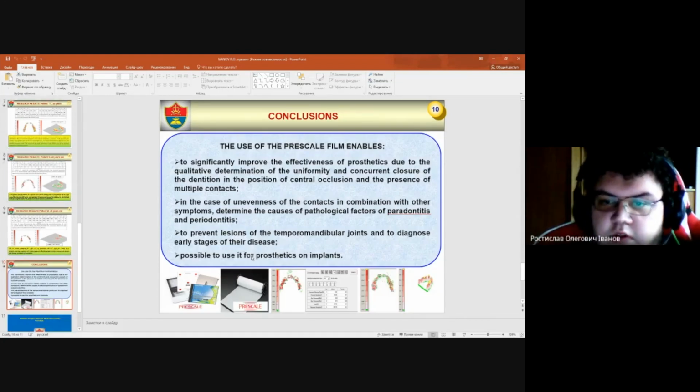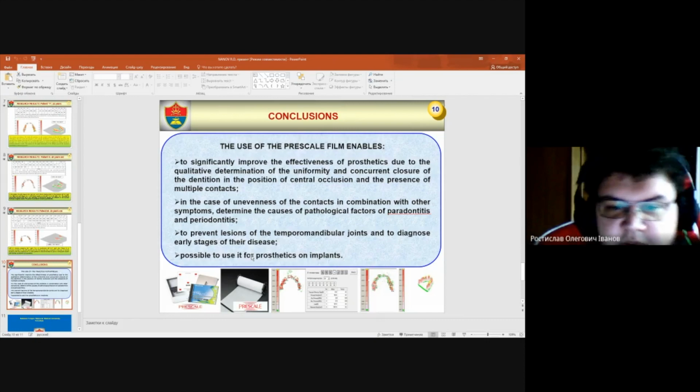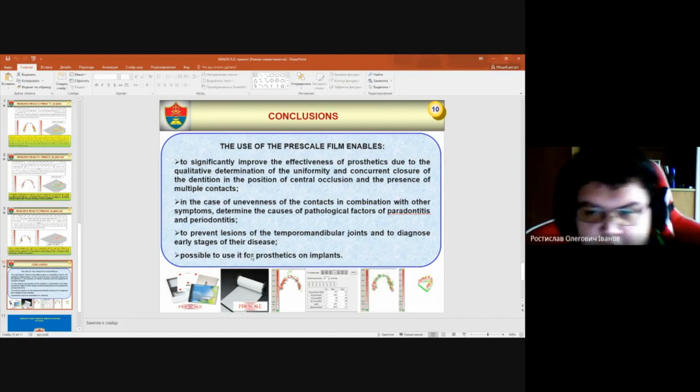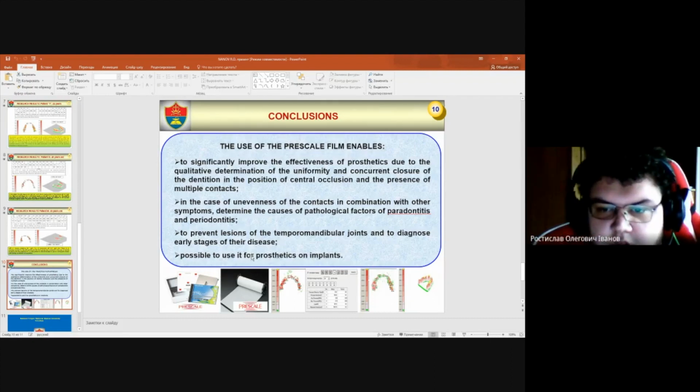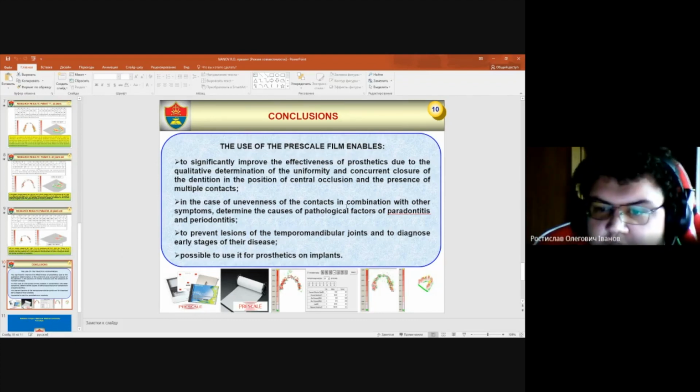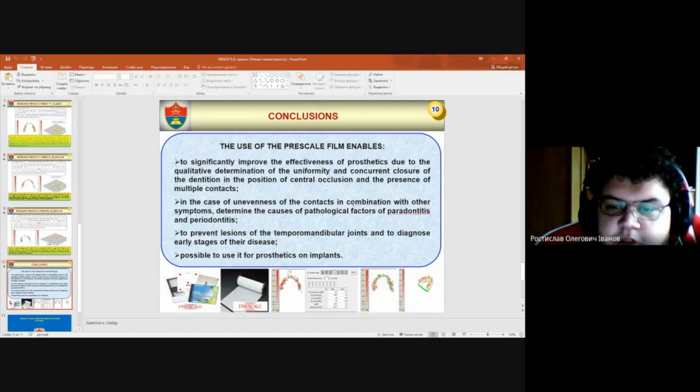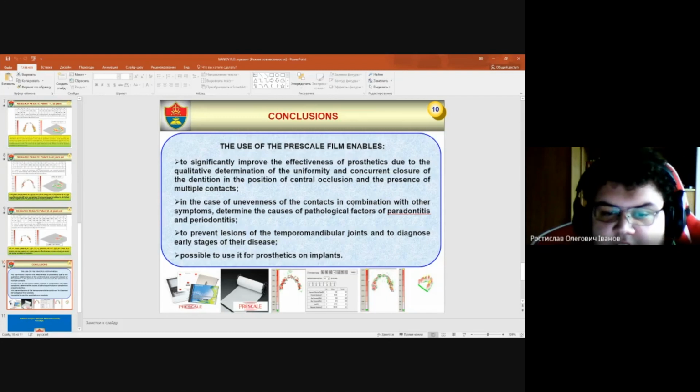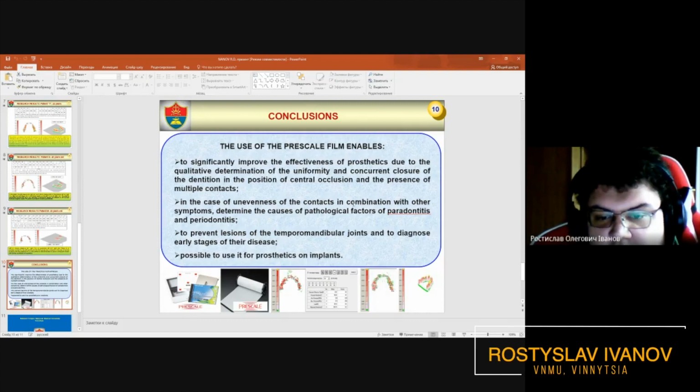The conclusion of our work is to significantly improve the effectiveness of prosthetics through the qualitative determination of the uniformity and correct closure of dentition in the position of central occlusion and the presence of multiple contacts. In the case of unevenness of the contacts, as you have seen before, the under-pressured areas, in combination with other symptoms, determine the cause of pathological factors of periodontitis. It can also help prevent lesions of the temporomandibular joint and diagnose early stages of their disease, and, if possible, be used for prosthetics on implants.